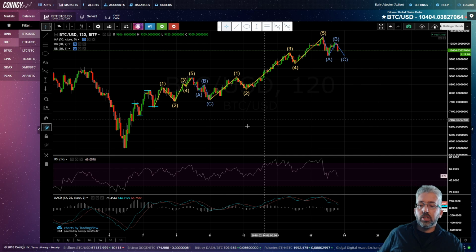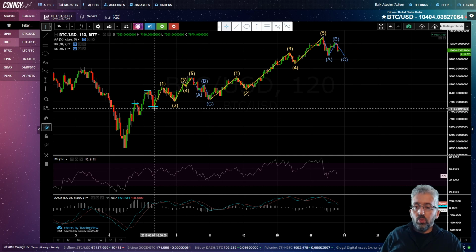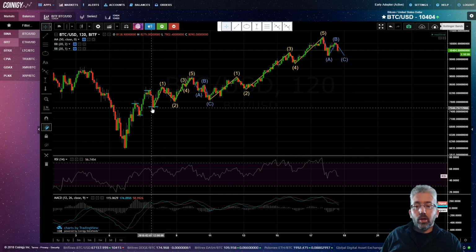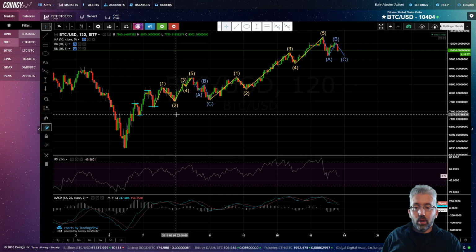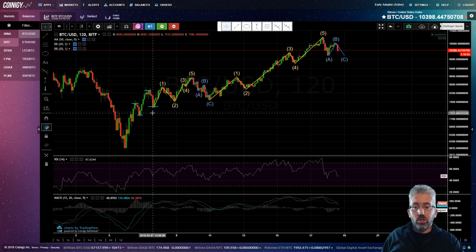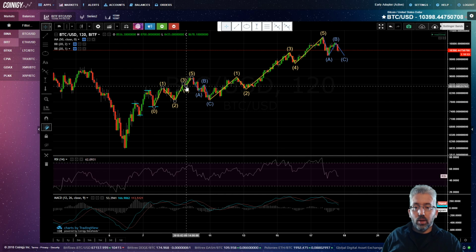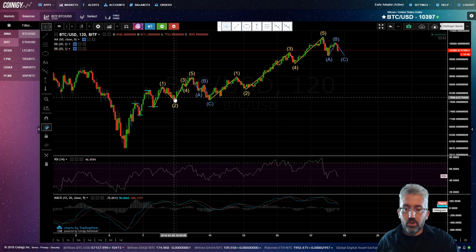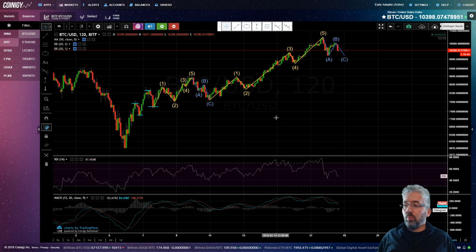So to summarize, it's important that you start at a proven support level that basically works out with the previous high, so this area. You got to make sure that 2 is never below 0 and 4 is never below 1, and that the number 3 leg is never the shortest. That is very important.